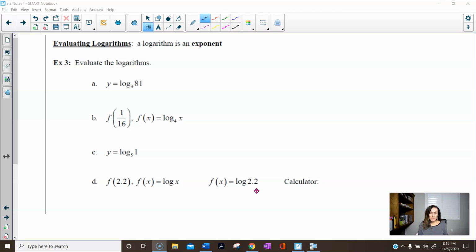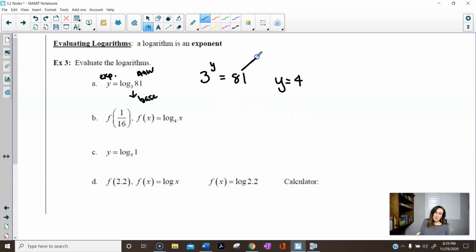Looking at example 3, we can take this logarithm and rewrite it into an exponential. We know that 3 would be the base. We know that 81 is the answer, and we are looking for the exponent. So how do we know what log base 3 of 81 is? We would say 3 raised to the y is equal to 81. If you know that 3 to the 4th power is 81, then you could just say that y is equal to 4, because 3 to the 4th is 81.